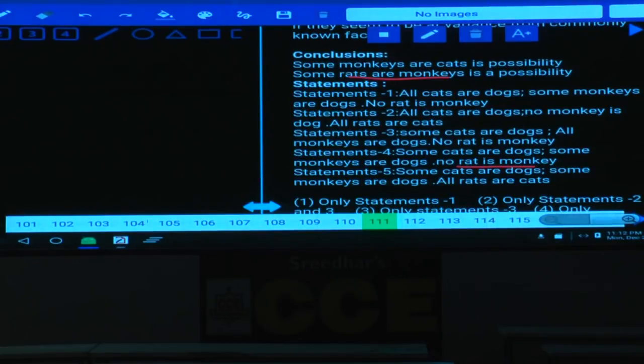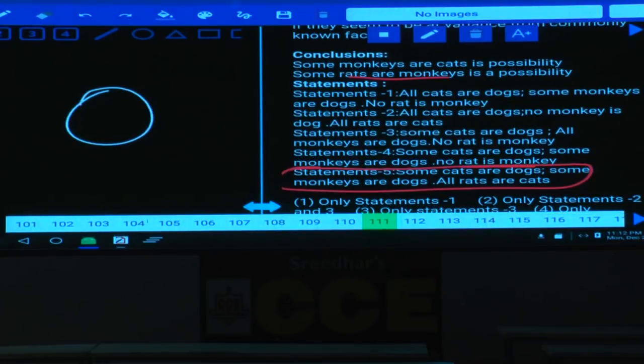Finally, I am left with only the fifth one. Now, in the fifth one, all the statements are affirmative. As all the statements are affirmative, in the case of possibility, draw it as a single diagram. That is, cat equals dog equals monkey equals rat. Isn't it? Then what is your answer here? Only 5 alone. Done with this? Now this is about question number 111.